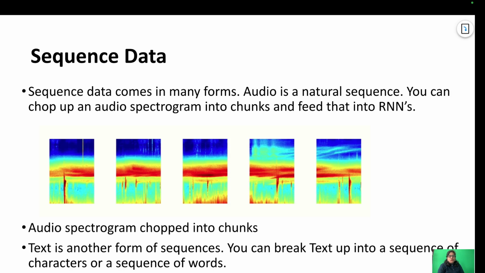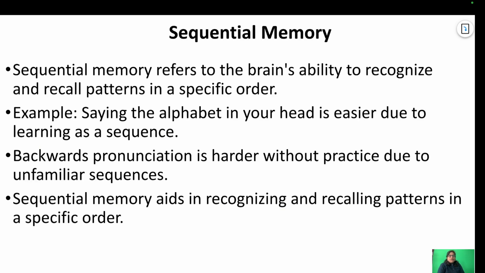This is another example of the sequence data: an audio spectrogram chopped into chunks. Sequence data comes in many forms. Audio is a natural sequence, and you can chop up the audio spectrogram into chunks and feed that into an RNN model. Now, whenever we are working with sequential data, we also need to understand what sequential memory is. Sequential memory refers to the brain's ability to recognize and recall patterns in a specific order, because the movement of the ball or the audio spectrum, all these signals occur and are observed in a sequence only. So sequential memory is required.